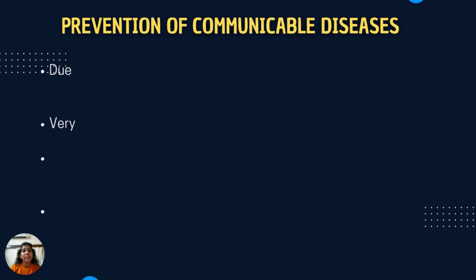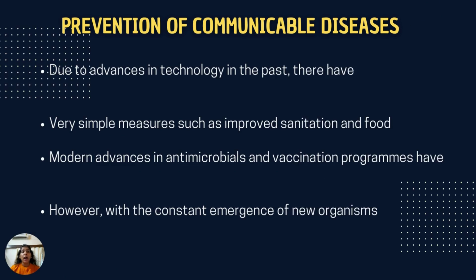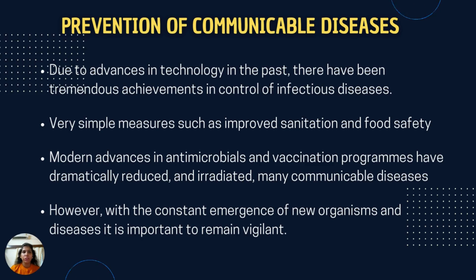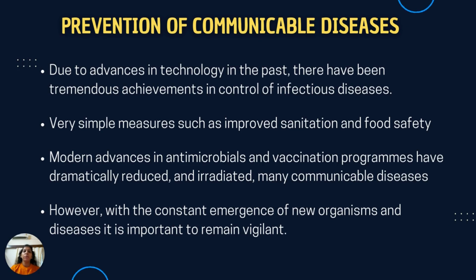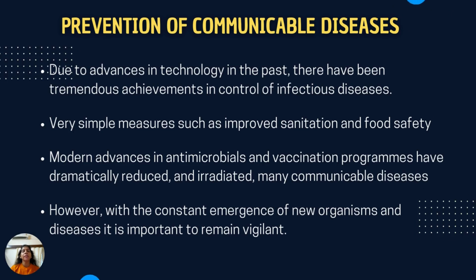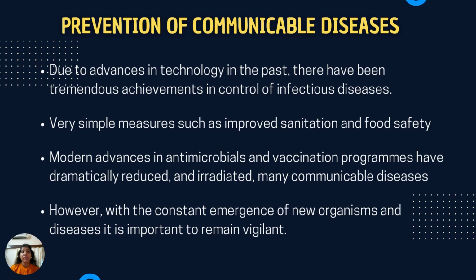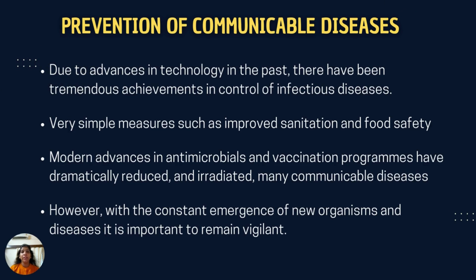So, last but not least, I will be telling you about how we have achieved the prevention of communicable diseases. Due to advances in technology in the past, as we all know, there has been tremendous achievement in the control of infectious diseases. Then there are small and simple measures adopted by many countries, such as improved sanitation and food safety, which have also led to a reduction in cases of communicable diseases. Then there are modern advances in antimicrobials and vaccination programs, which have dramatically reduced and eradicated communicable diseases further.